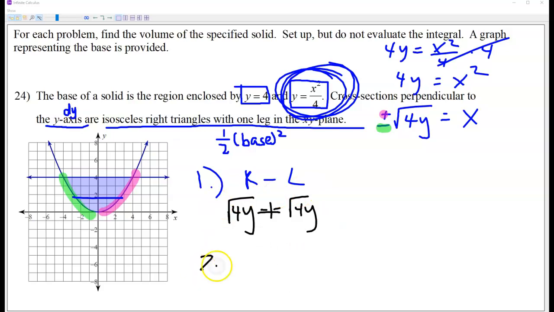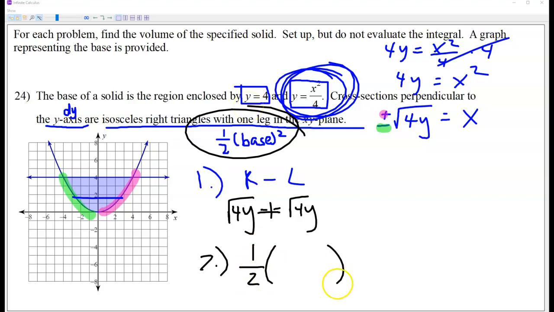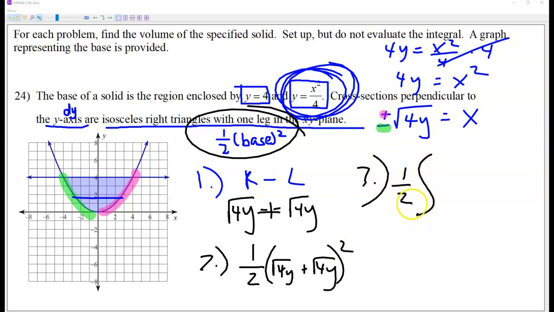Step 2, we want to do our area. And as you know, since we're doing isosceles right triangles, we're going to go with that formula. So it's 1/2 times the base, which we found in step 1 already, squared. And then step 3 is to turn that area into a volume by integration. So we're going to put the constant in the front from now on, we said. And then it's the square root of 4y plus the square root of 4y, squared, dy.